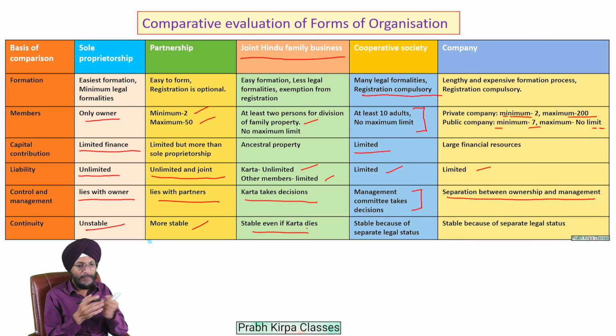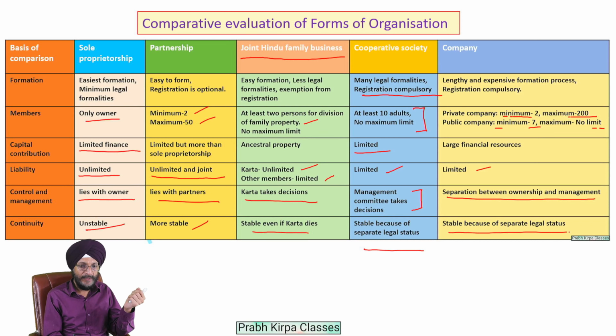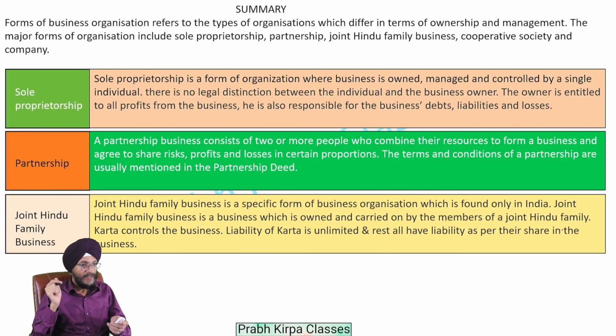In the case of cooperative society, it is stable because it has a separate legal status from its members. In the case of the company, it is stable because it also has a separate legal entity different from its shareholders or members. Now we will conclude this chapter.